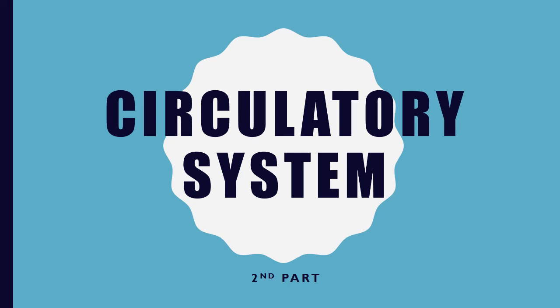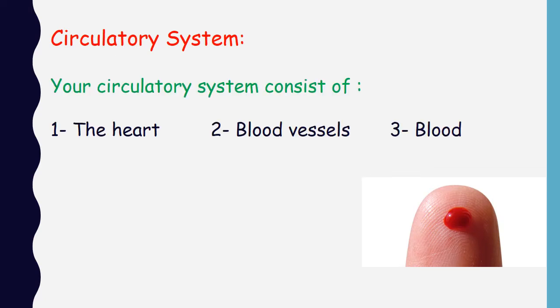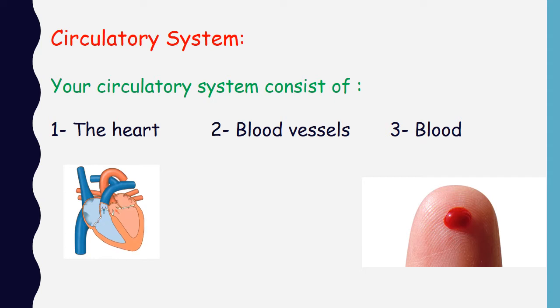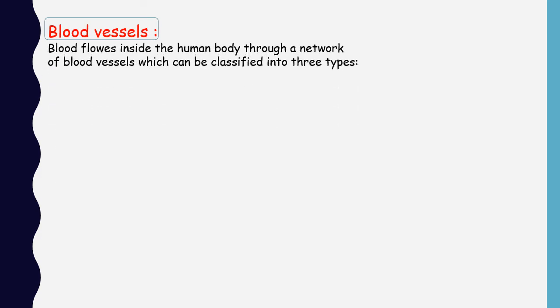In the last video, we talked about the circulatory system. We said the circulatory system consists of the heart, which pumps blood to all the body cells, the blood vessels, which are paths the blood will pass through, and number 3, the blood. In this video, we will talk about the blood vessels.